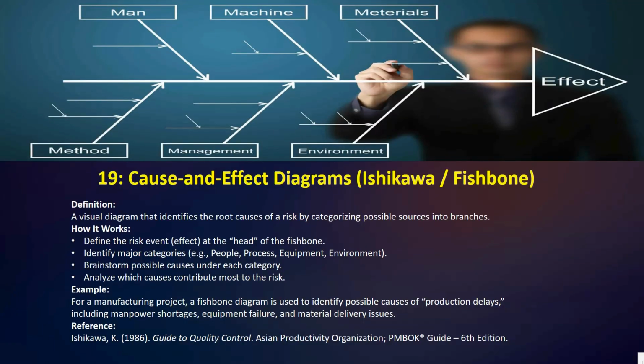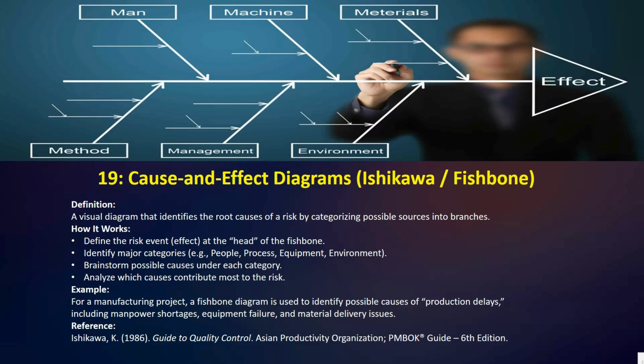And next we have number 19, the cause and effect diagram, also called the Ishikawa or fishbone diagram. Actually, this tool helps you to systematically explore all the possible causes of a specific risk or problem. So let's see under definition what we have: a visual diagram that identifies the root causes of a risk by categorizing possible sources into branches.